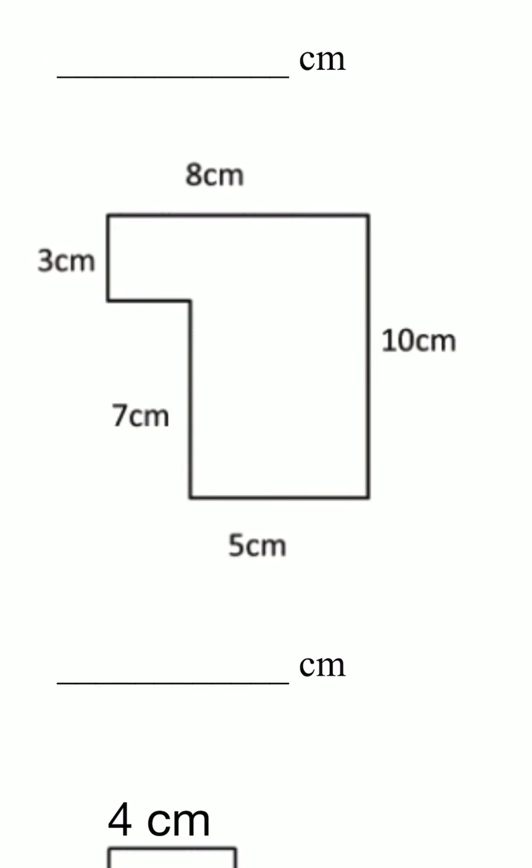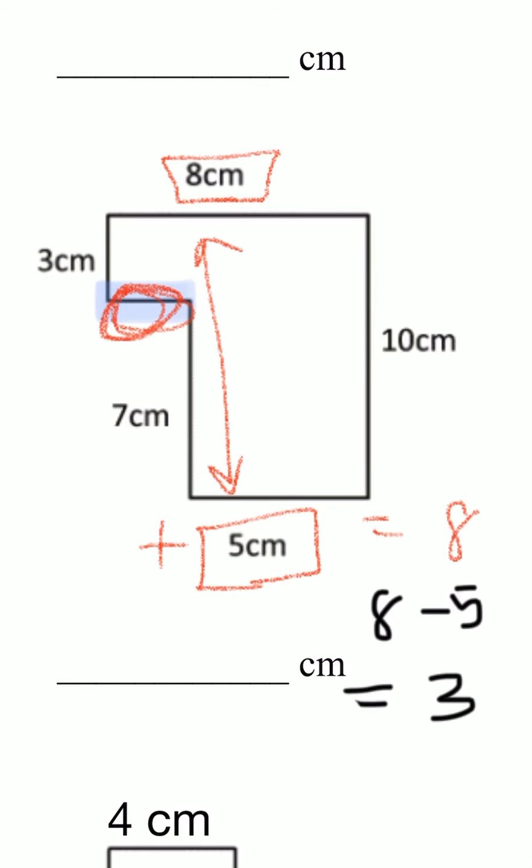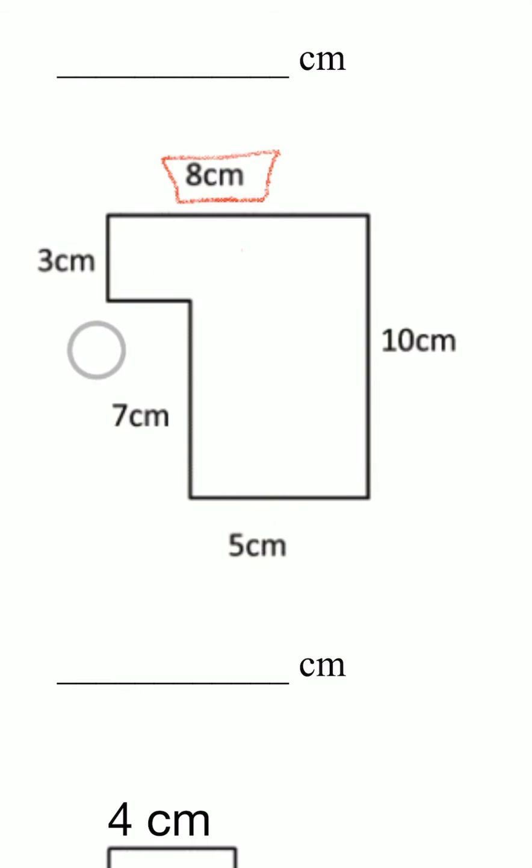Here, all the sides are shown except over here. And to figure that out, because we know all the sides are the same length, over here it says 8, and here it's 5. So this length plus 5 would equal 8. And to figure that out, we're going to do 8 minus 5, which is 3. So this means that the length over here is 3 centimeters.